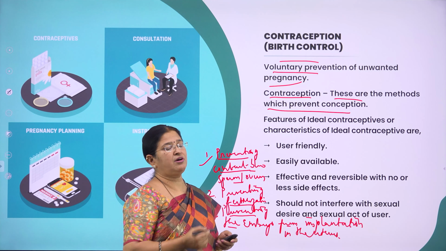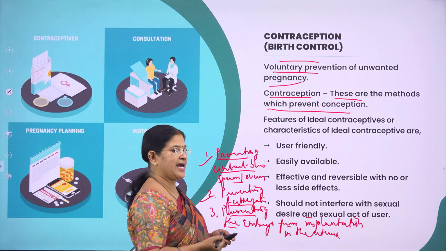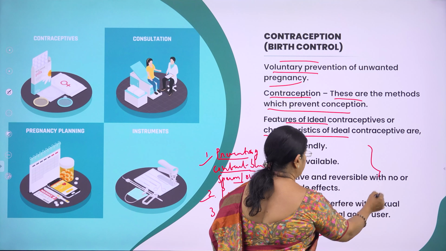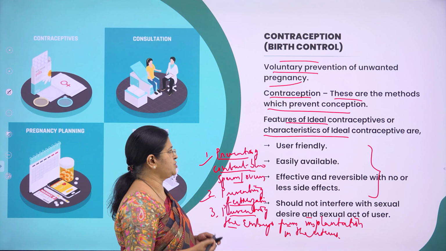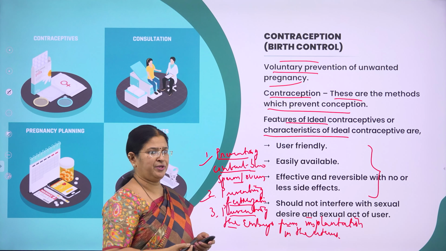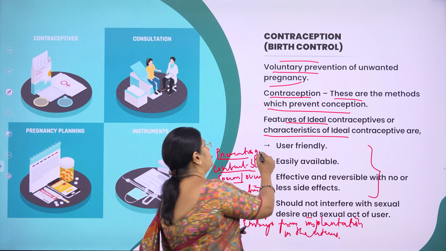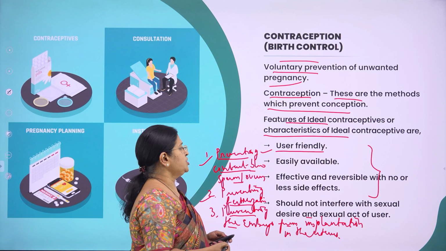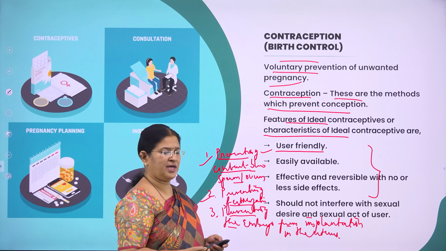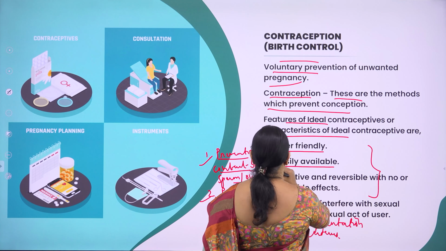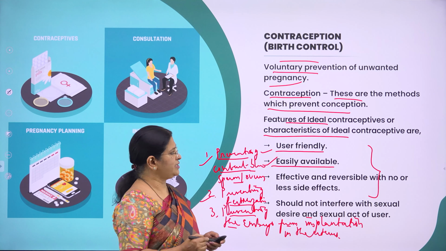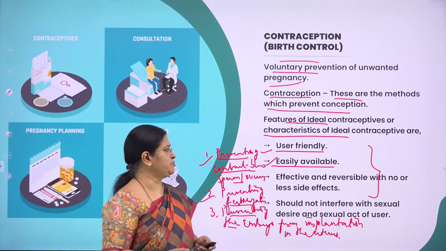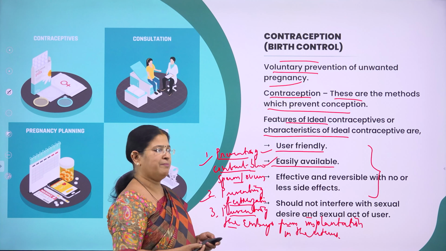Now, what are the features of an ideal contraceptive, or the characteristics of an ideal contraceptive? These are very important points to note from the examination point of view also. They will ask. So what is the first one? It is user friendly. Whoever uses the contraceptive method should be quite comfortable using it, and it should be easily available. Particularly, contraceptives should be easily available in almost all pharmacy shops or medical shops, so that the user can easily buy and use it.